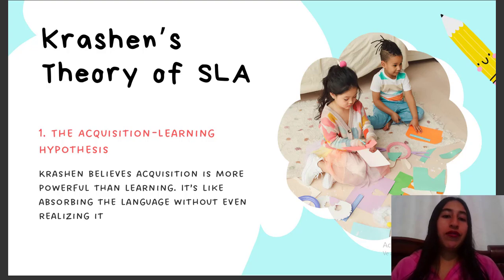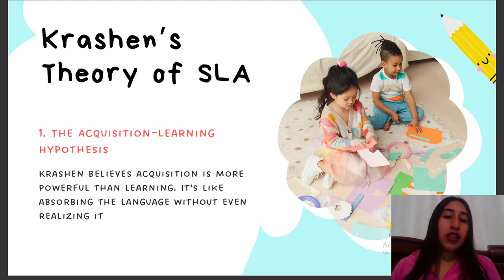Now, Krashen's theory of SLA. Let's talk about Stephen Krashen, a well-known linguist who proposed 5 hypotheses about how people acquire languages. Here is what they are about. The first one is the acquisition-learning hypothesis.